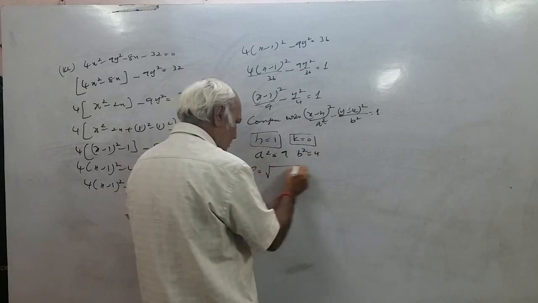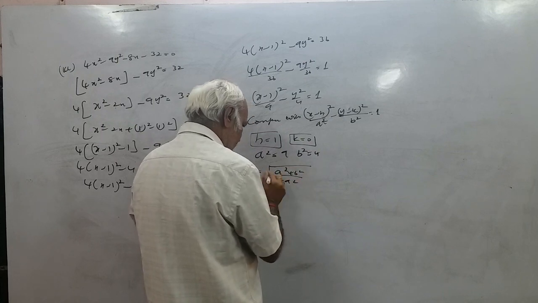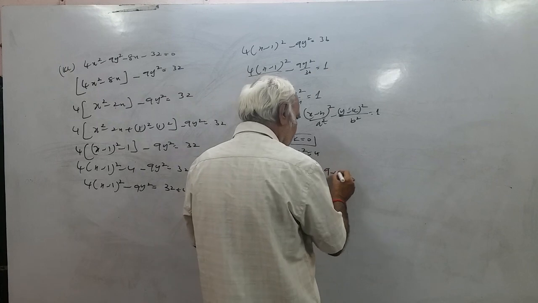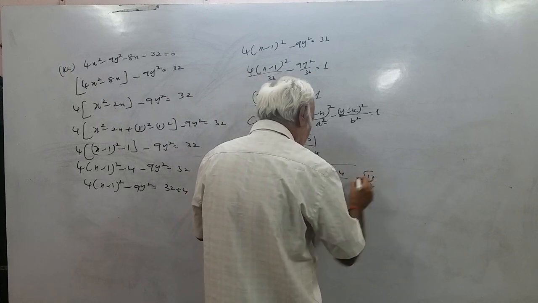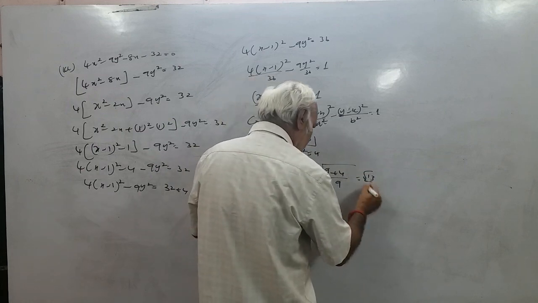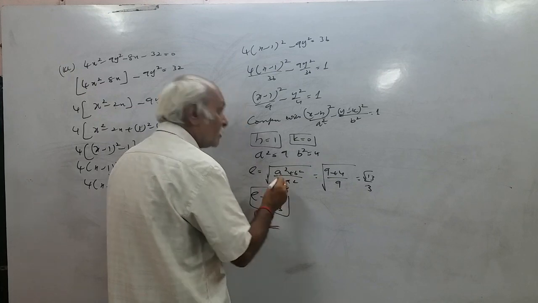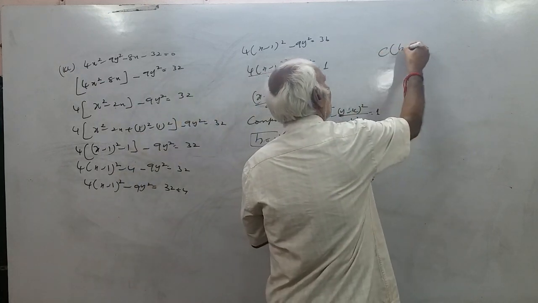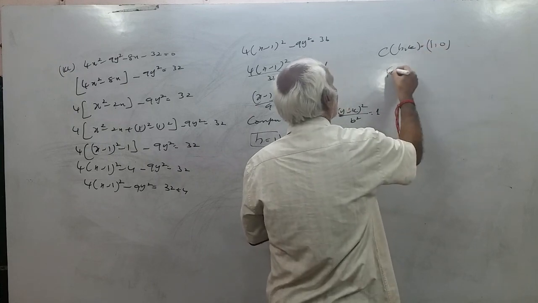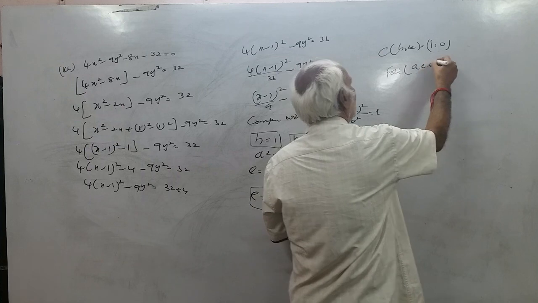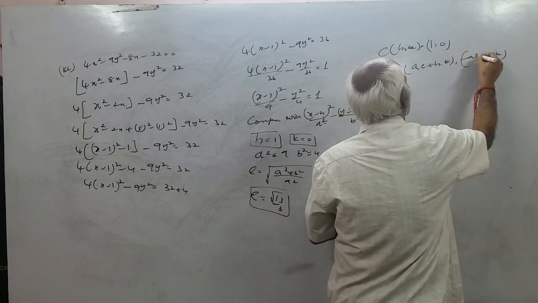Therefore, the e formula is √(a² + b²)/a², so this is √(9 + 4)/9... so √13/3. What is the e value? √13/3. Now we have the center (h, k), that is (1, 0). What is the foci? (±ae + h, k).